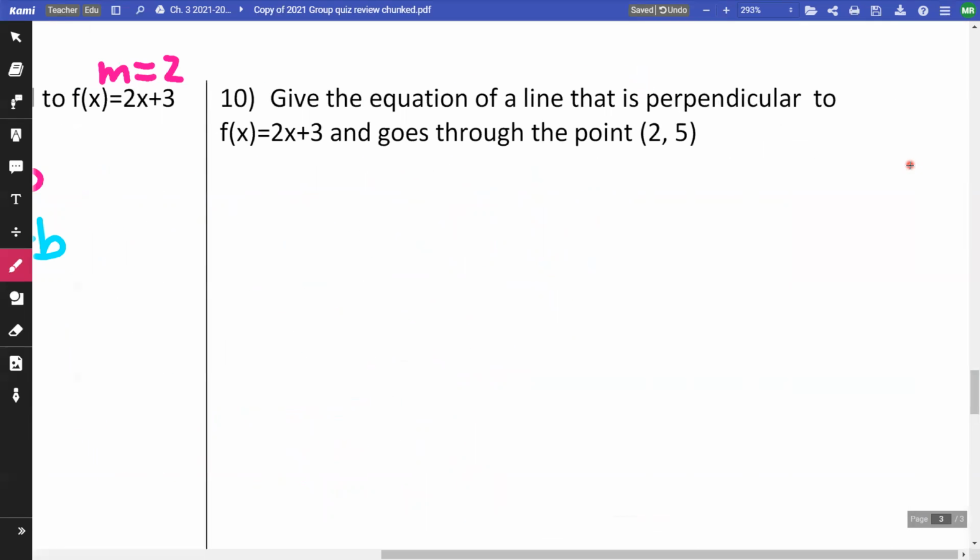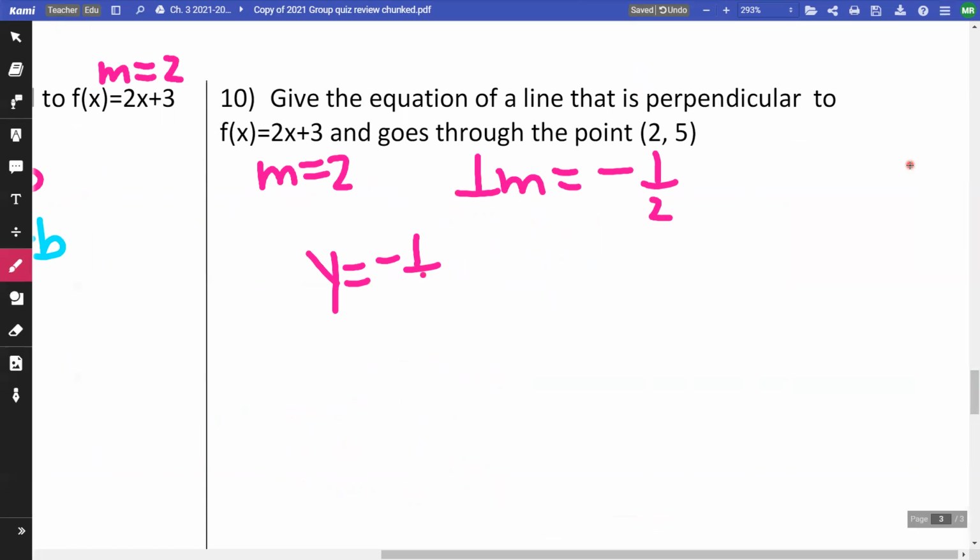Number 10, I want it perpendicular. So this original slope is 2, which means my perpendicular slope is going to be the negative reciprocal. Since that was positive, this is going to be negative. And then I flip 2 over 1, which becomes 1 over 2. So I'm going to have y equals negative 1/2 x plus b.